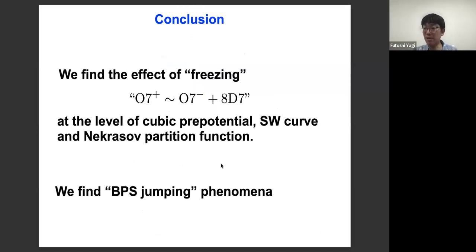So let me conclude. We found the effect of this freezing, the relation between O7+ and O7- plus 8 D7, at the level of the cubic prepotential, Seiberg-Witten curve, and Nekrasov partition function. If we tune the mass, or if we tune the value of Coulomb moduli, this equivalence predicts some non-trivial identity between the Nekrasov partition function or Seiberg-Witten curve and so on. And in this process, I also found the BPS jumping phenomenon, which is like at the special value of Coulomb moduli, the Nekrasov partition function jumps. So thank you very much.